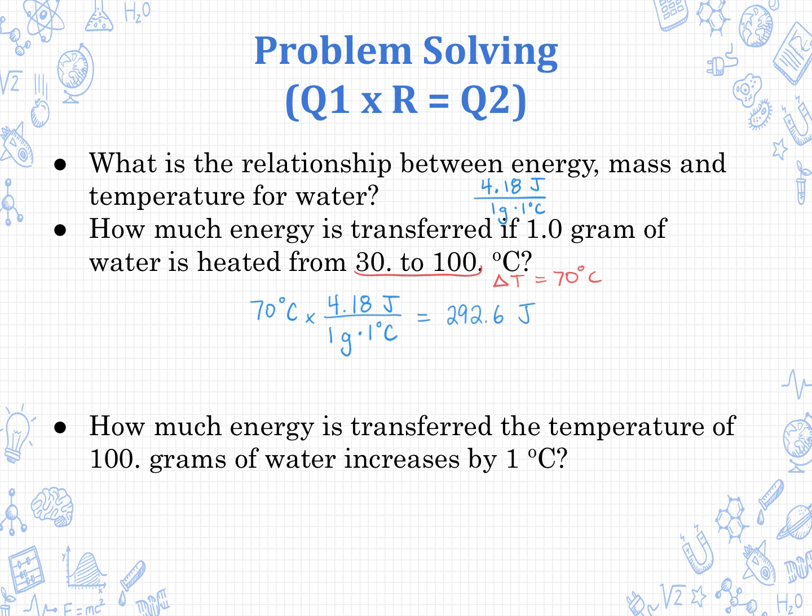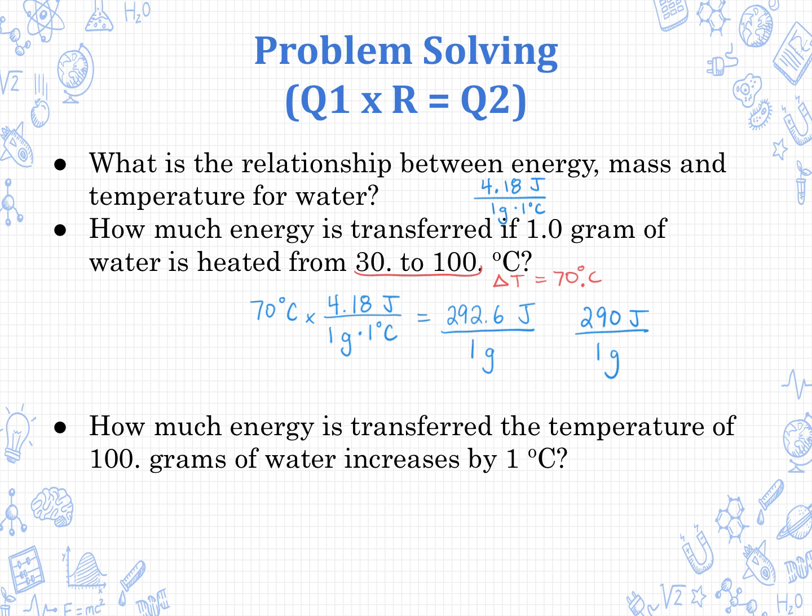And this is the amount of energy I got. So it takes 292.6 joules for 1 gram to go up 70 degrees Celsius. And I should also think about sig figs. 1.0 grams has 2 sig figs, and the 30 and the 100 each are accurate to the ones place. So when I subtract, the 70 is accurate to the ones place. So I've got 2 numbers, both with 2 sig figs. So this should be 290 joules for 1 gram to be heated up 70 degrees.